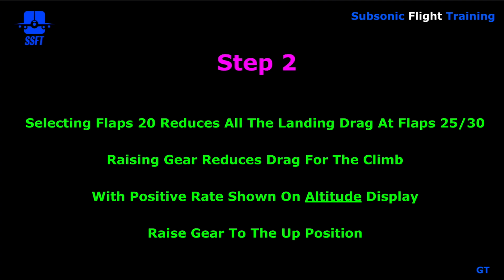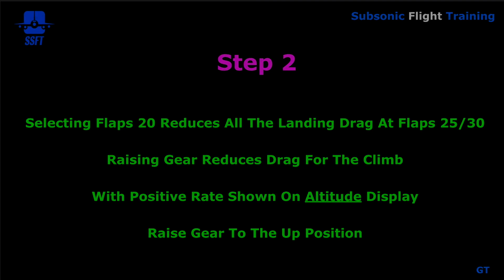It also reduces the drag from landing configuration. Raising the gear will also reduce the drag for the climb, just as we do on takeoff, and will help the airplane climb more efficiently. So once we go flaps 20 with a positive rate shown on the altitude display on your PFD, we would raise the gear to the up position. So in addition to push and go around thrust, flaps 20, positive rate, gear up. And those are the first 2 steps.